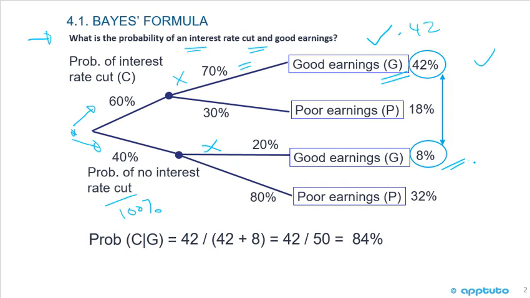So what it's asking, though, is what is the probability of an interest rate cut and good earnings? So the probability of good earnings, we can see, is the sum. It's the 50. But the probability of good earnings and an interest rate cut is the 42. So we do the 42 over 50, and we simply get to 84%.